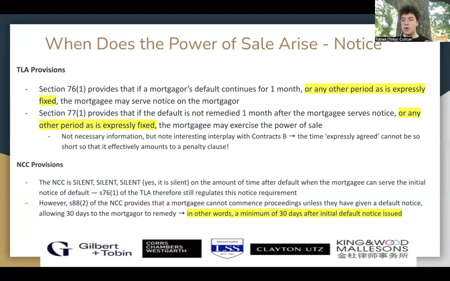You cannot contract out of the NCC. There's some provisions against that in Section 191 of the Act. So minimum of 30 days, whereas if you see in the TLA Section 77(1), which is the corresponding provision, says again, any other period is expressly fixed. So the NCC does provide a little bit more protection to mortgagors who have defaulted. All right.